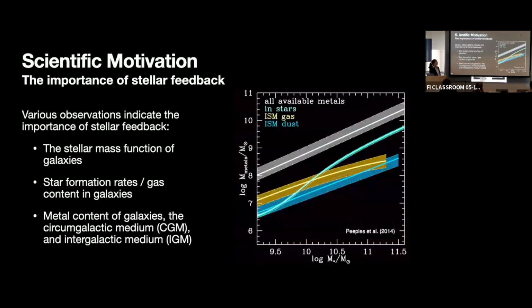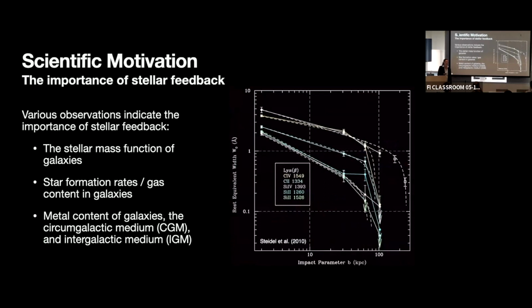Also, metal content, right? If we look at the metals in galaxies, again with stellar mass of galaxies on the x-axis, and on the y-axis the mass in metals. We look at their star formation histories and work out how many metals they should have produced, and you get something like this gray line. And in fact, we observe in the ISM, in the dust and in stars that the metals are effectively missing. Metals are produced in galaxies, and so you have to somehow get them out. So again, outflows.